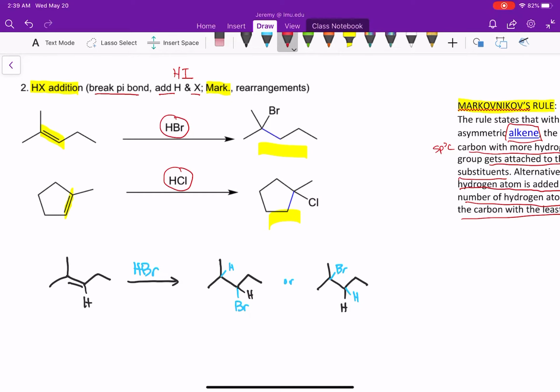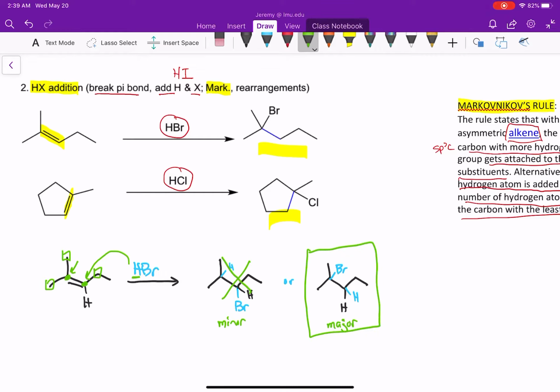So if you look at our final products here, when we have these two options, in this example here, there are the two sp2 carbons. The sp2 carbon on the left is attached to two alkyl groups, two methyls. The sp2 carbon on the right is attached to one alkyl group and one H. So Markovnikov's rule says that the H will go to the side where there's more H's, all right? So that means that this will not be the major product. That is our minor product. And in fact, the product on the right will be our major product, okay?